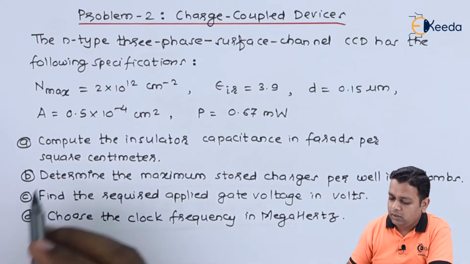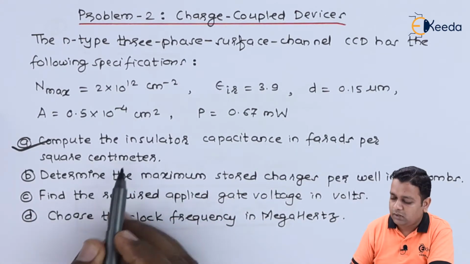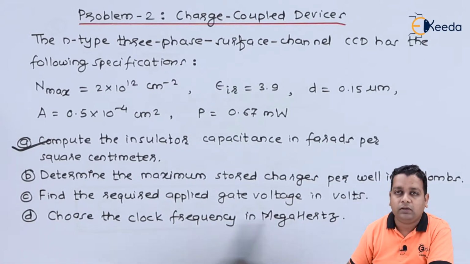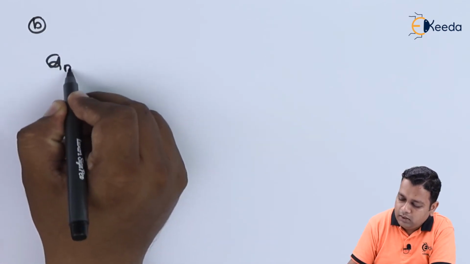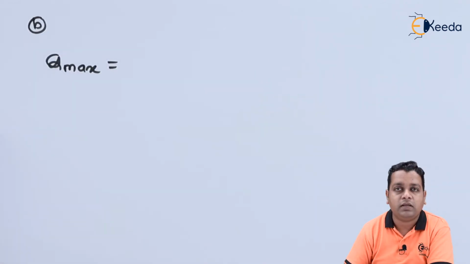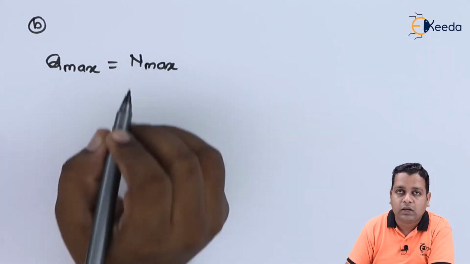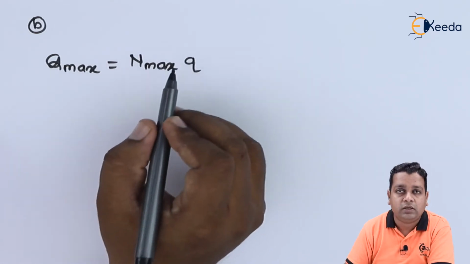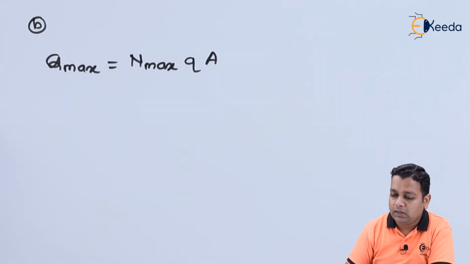So after the determination of the insulator capacitance in terms of farads per square centimeter, we determine the value of maximum stored charges per well in coulombs here. So now for part B, the maximum stored charges are denoted simply by Q suffix max, and they can be computed by making the use of N suffix max as identified from the problem statement in multiplication to the electronic charge Q into the cross-sectional area of the insulator, that is capital A.